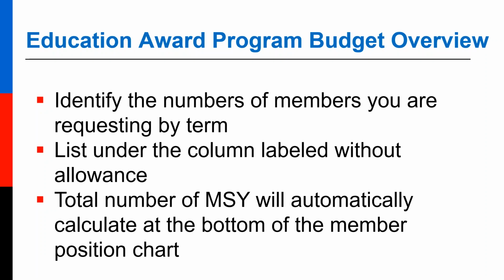And then let's talk about education award program budget. This is very similar to the full-time fixed amount grant budget with a few additions. To complete the budget, programs here would identify the number of members they're requesting by category, so full-time, half-time, etc., and list under the column labeled without allowance. And then they would leave all other columns in the budget worksheet blank. The total number of member service years, or MSYs, will automatically calculate at the bottom of the member position chart, at which point the program inserts the amount of funding requested in section 2A, CNCS share column, which should equal the total MSYs times the amount requested per MSY.